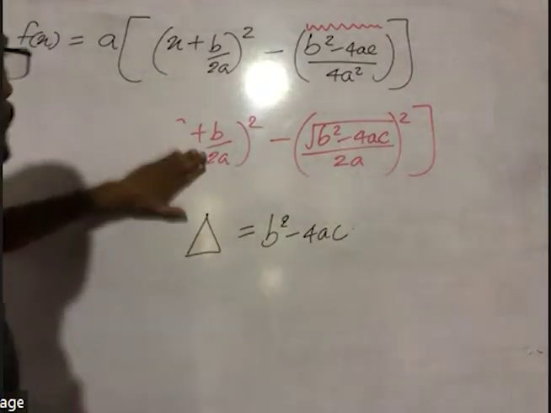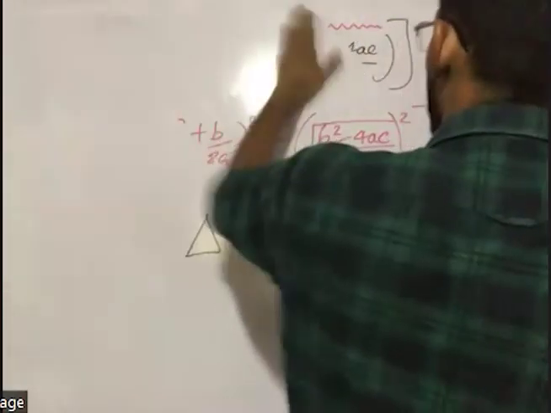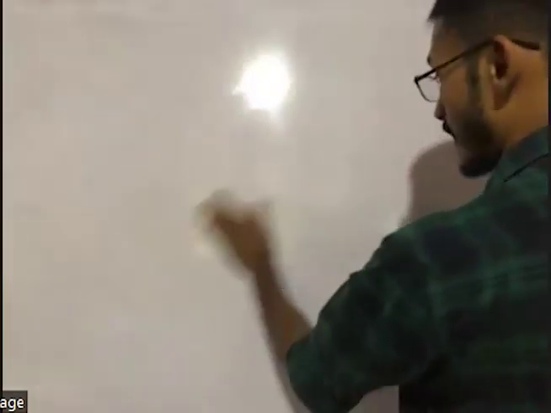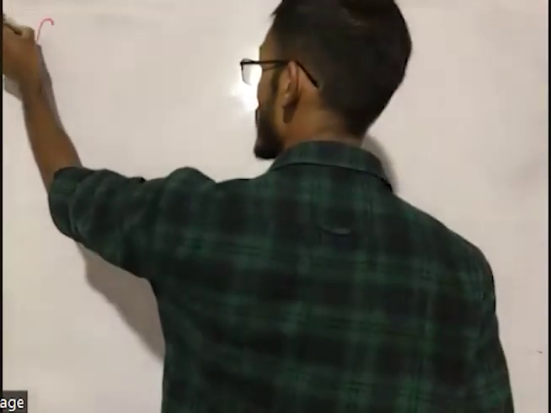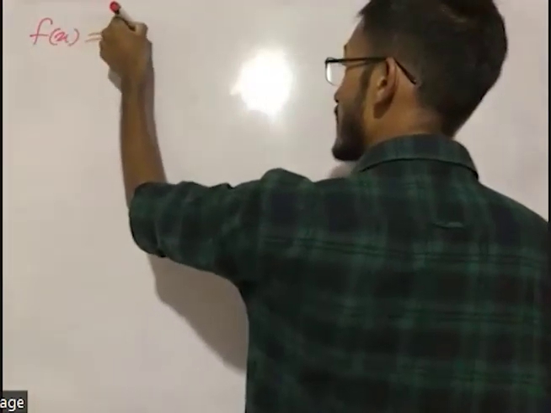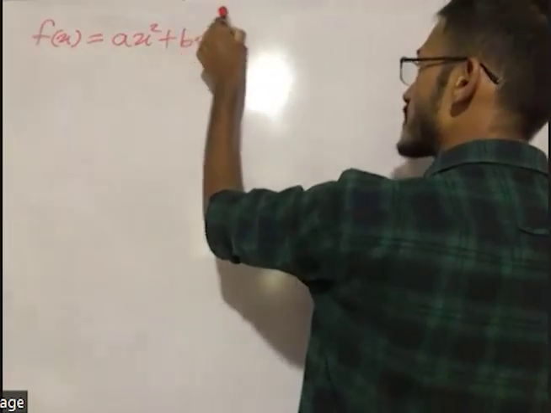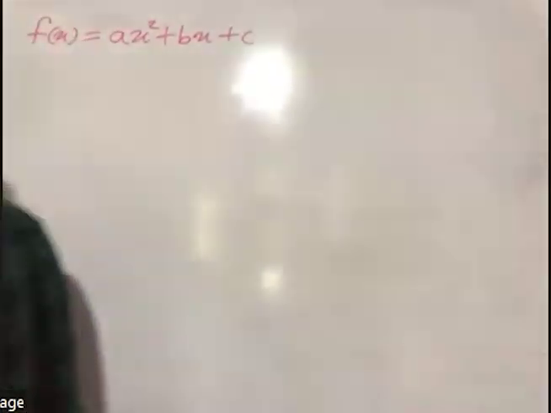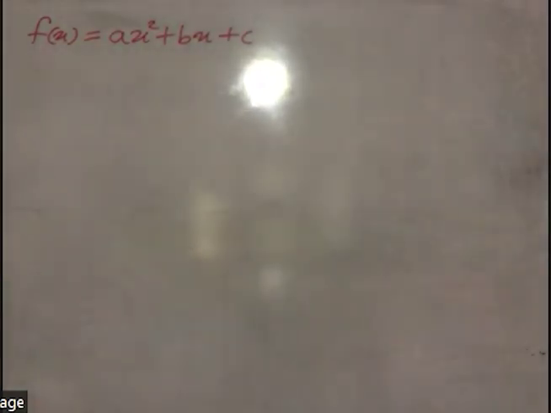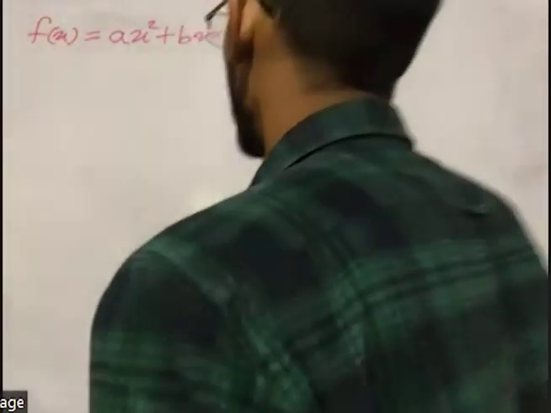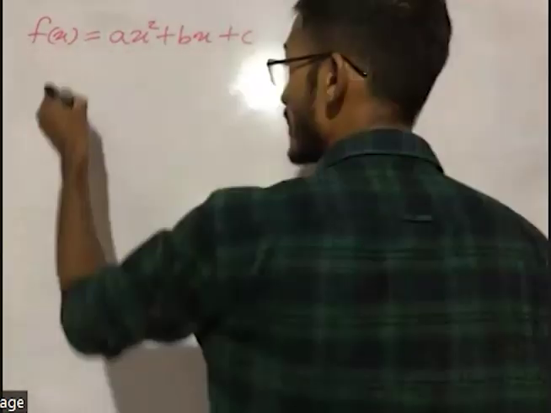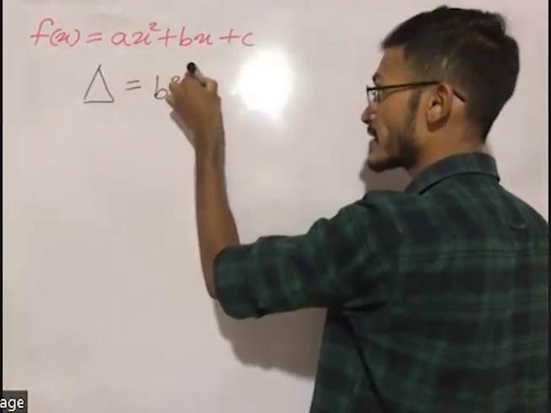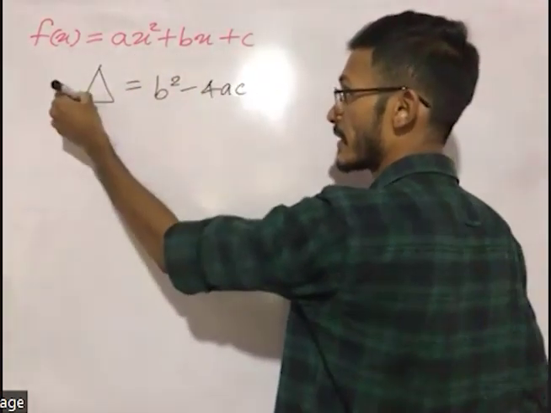Now I'm going to write down a small summary about the part we have done. Look at this. I'm going to take the quadratic function f(x) equal to ax square plus bx plus c. So delta, that means the determinant, equals b square minus 4ac.